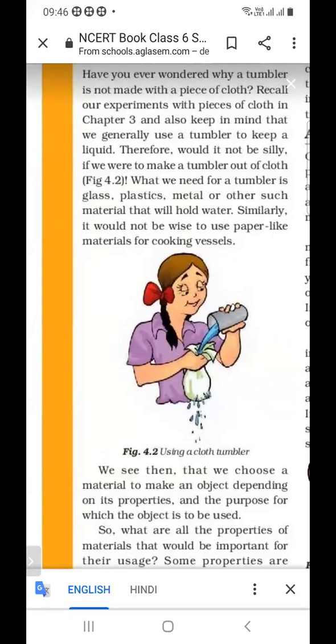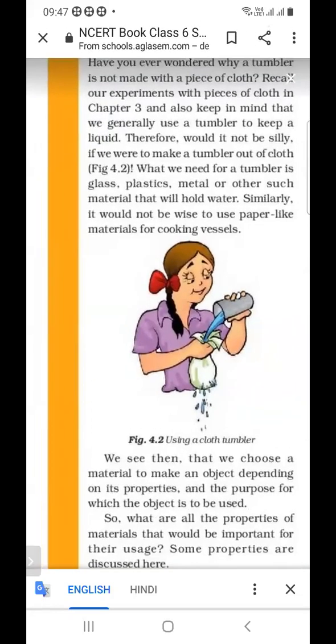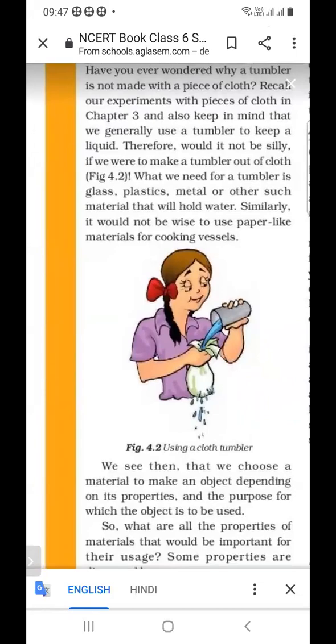So these are the materials for making a tumbler: glass, plastic, metal, or any other material that will hold water. Similarly, it would not be wise to use paper-like materials for cooking vessels.